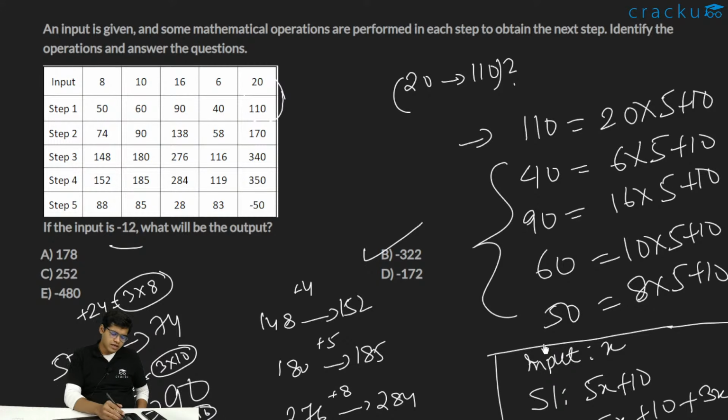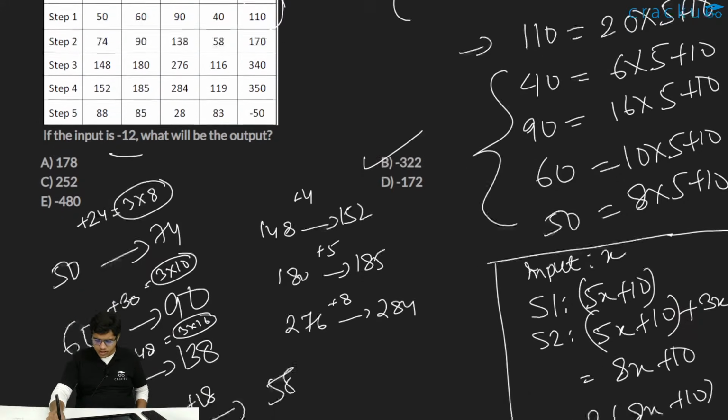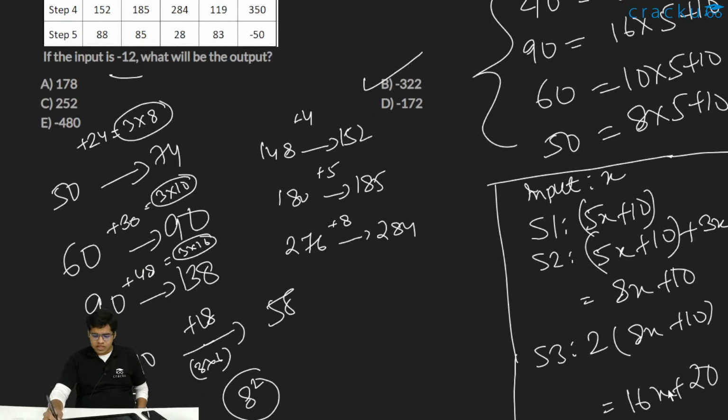Step 2, what is happening? 50 plus 24 is 74. Now what is 24? 24 is 8 3s. Then 60 plus 30 is 90. What is 30? 30 is 3 10s. 90 plus 48 is 138. What is 48? It is 16 3s. So basically with the value of step 1, we need to add 3 times the input value, means 3x. So in step 2, we are getting the value as 8x plus 10.